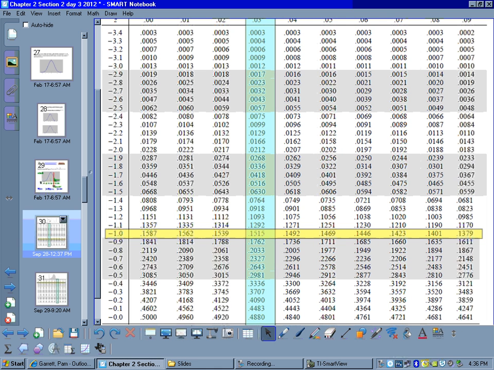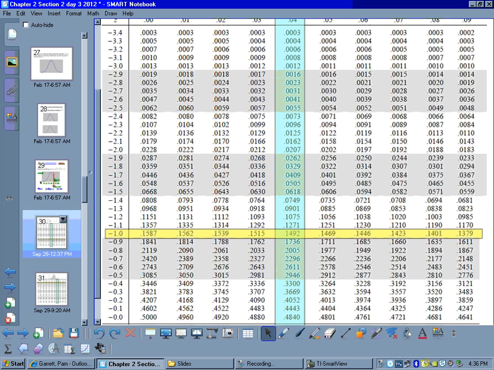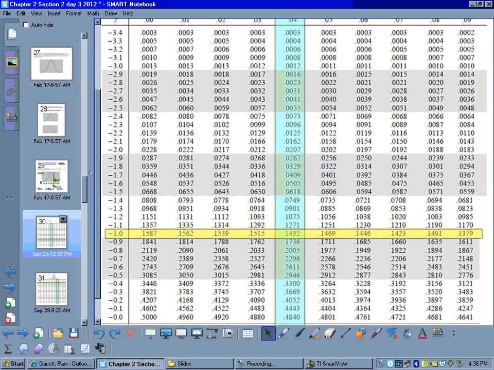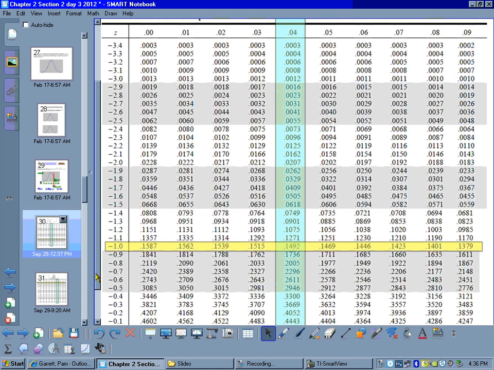This is 15 thousandths too high. This is 8 thousandths too low. This is lower, so I think the closest one is at that spot. So now I'm going to take this number and I'm going to look for my z-score. I have negative 1.0, and at the top that's 0.04. So I'm going to use negative 1.04 as my z-score.